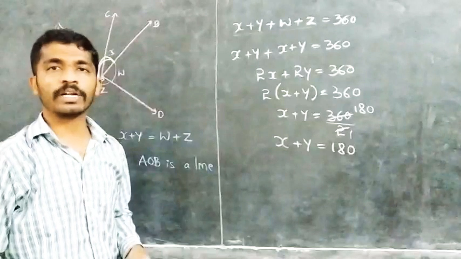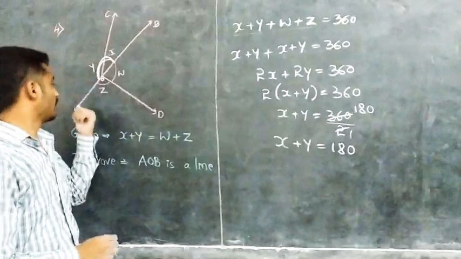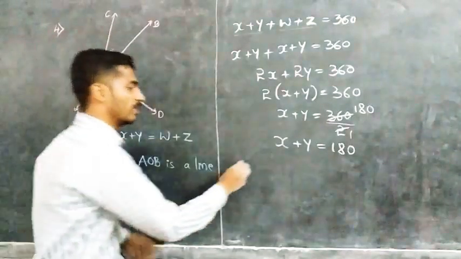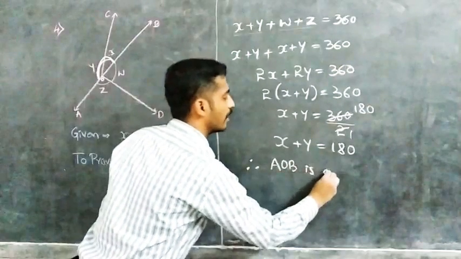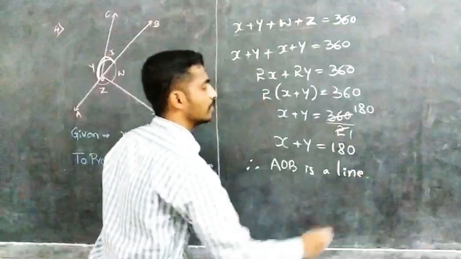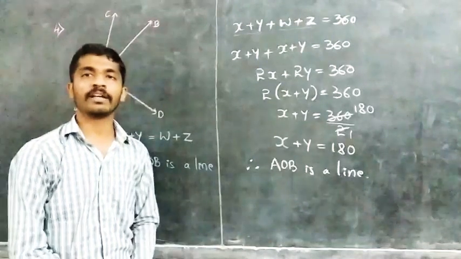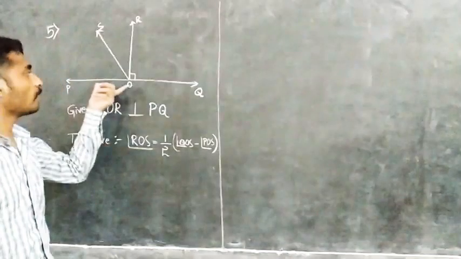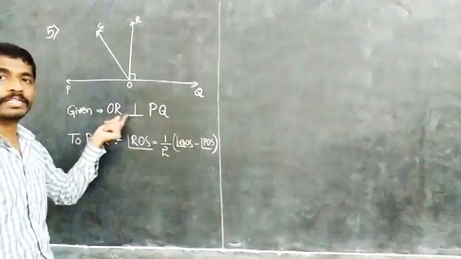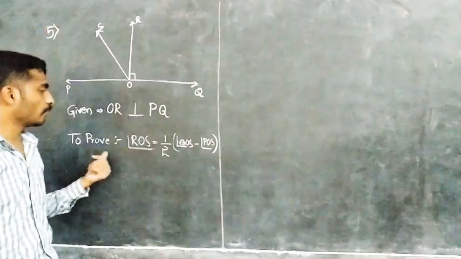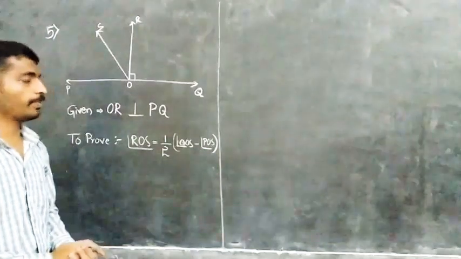So our example number 2, what does it say? If the adjacent angles sum is 180 degrees, then they form a straight line. So therefore AOB is a line. This is our answer. Fifth question, they give us one line PQ along with one perpendicular line, that is RO. So OR is perpendicular to PQ, they given, and to prove ROS equal to half of QOS minus POS.